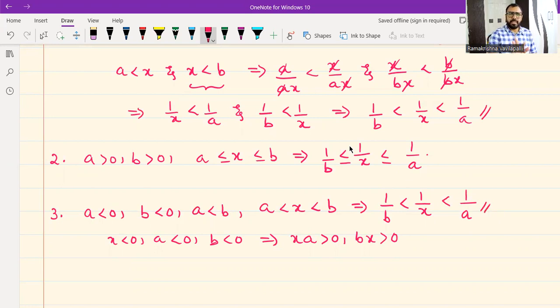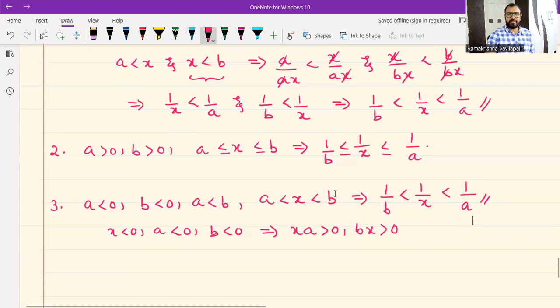Right? So A and B are both positive or both negative. Then A less than X less than B implies 1 by X lies between 1 by B and 1 by A.